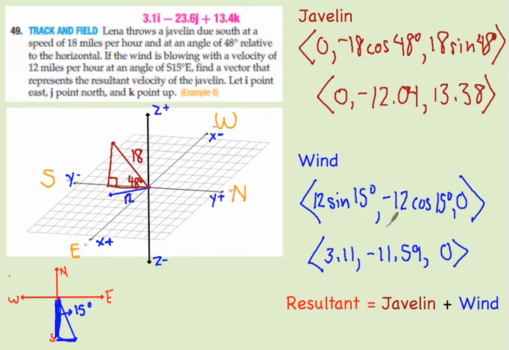Now, once we have our vectors, that's the easy part. We're going to use our calculators and we can find our javelin vector, our wind vector. Now, our resultant is simply the addition of those two, right? So add your x's, add your y's, what's that? 23.63. Add your z's, that's 13.38. Notice this is in component form, which matches our answer in unit vector form.